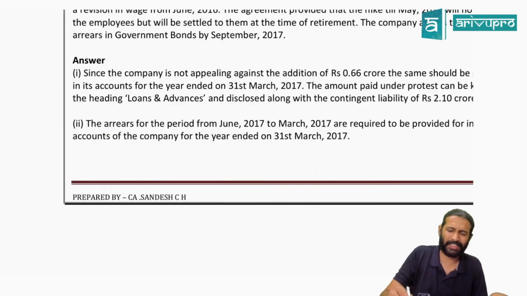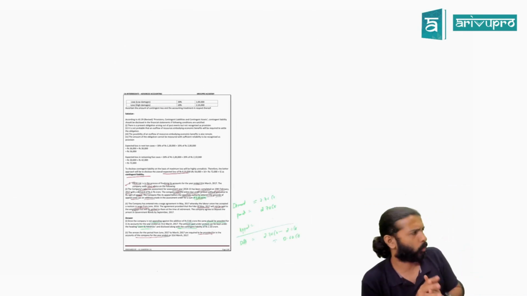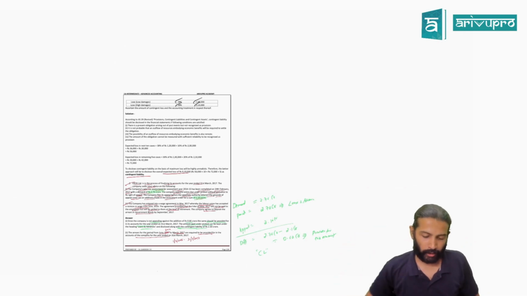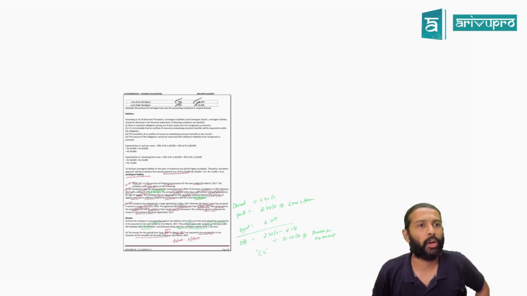Okay, these are little fancy questions. I don't know why they really brought this into your study material. Not ideally a good question according to me. Any which way, did you understand both of it? Alright, with this, all the questions relating to AS 29 are officially over. Thank you.